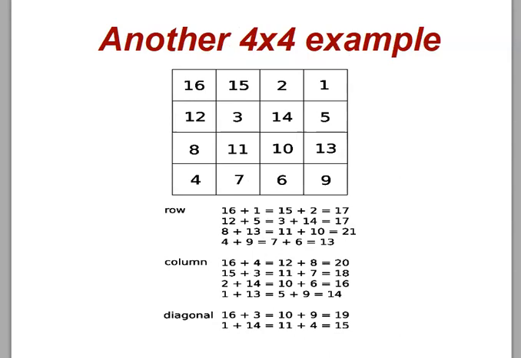Here's another example. As you can see, there are 4 rows, 4 columns, and 2 main diagonals, so the 4x4 version of Woojong Square generated 10 unique addition equations accurately.